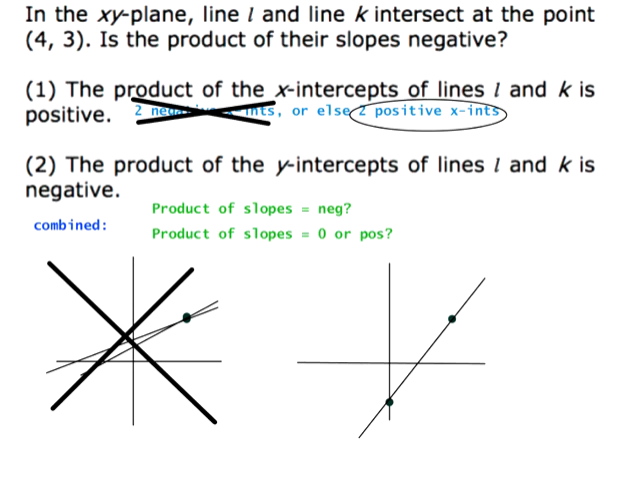Then you've got to have a positive y-intercept. Can you do that? Well, you can do this. That works. So this gives you product of slopes is negative. And we've got our two positive x-intercepts, one right there and one right there.